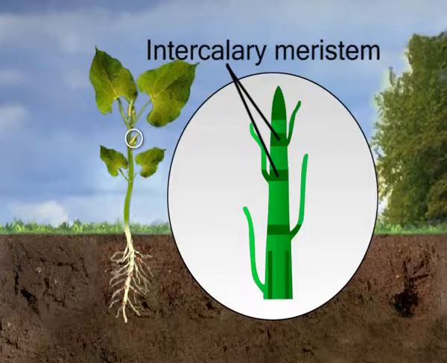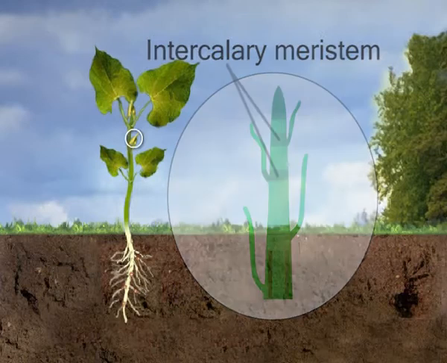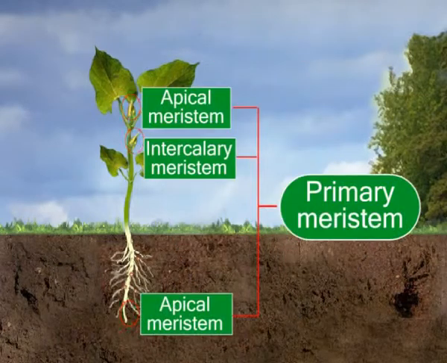As new cells form in the meristems, the roots and shoots will increase in length. Both apical meristems and intercalary meristems are primary meristems because they appear early in the life of a plant and contribute to the formation of primary plant body.